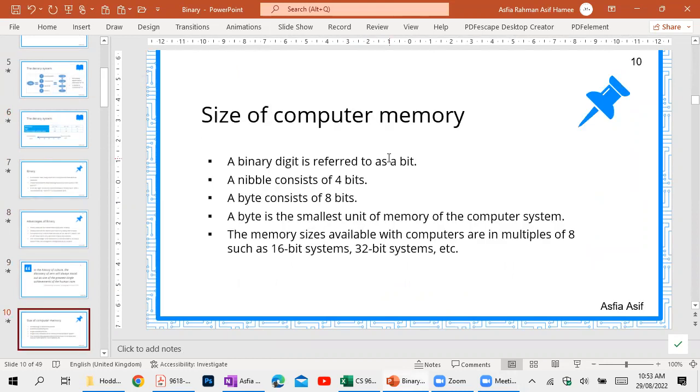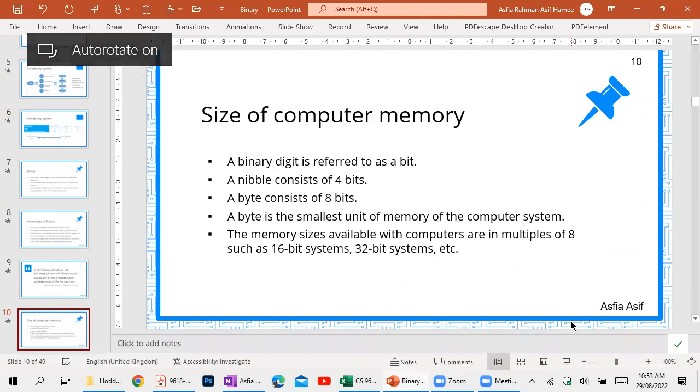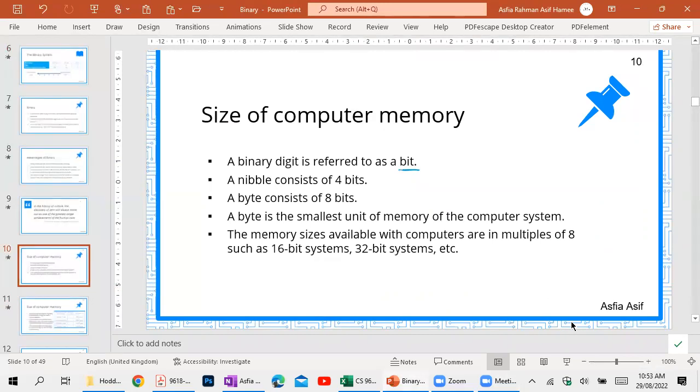Okay. The computer memory, when we talk about the digits 1 and 0, one binary digit is the bit. Then 4 bits, it's a nibble. 8 bits is the byte. You have heard the byte, for example, in the size of the memory, gigabytes, GB. The byte is the smallest unit of memory of the computer system.